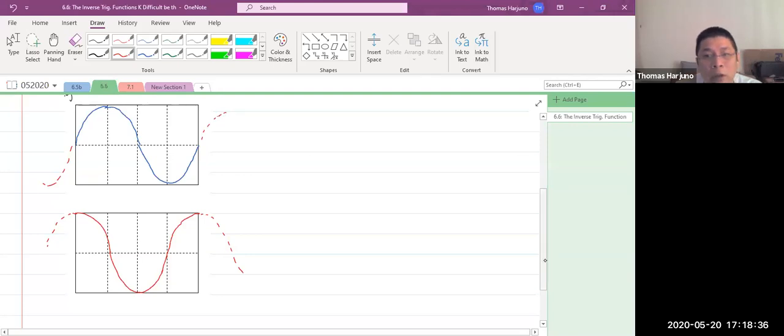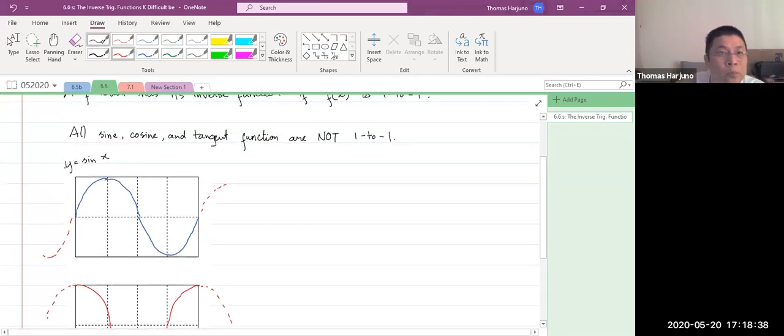Likewise, the graph of tangent too is not one-to-one. So then what should we do to make it one-to-one? This is the part you have to memorize. Okay, this is the part you have to memorize.